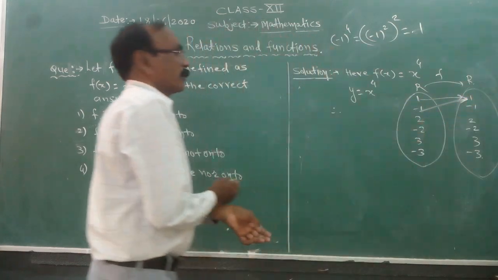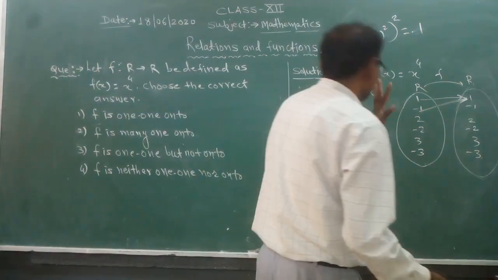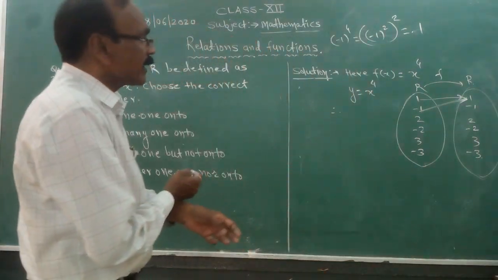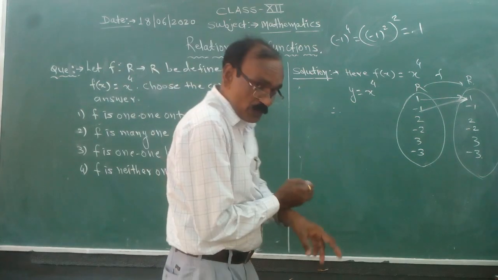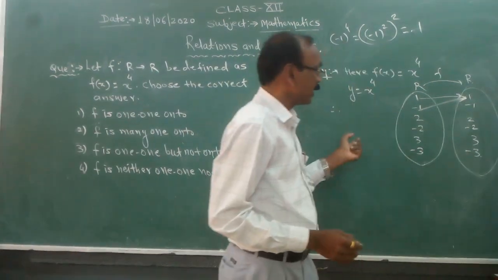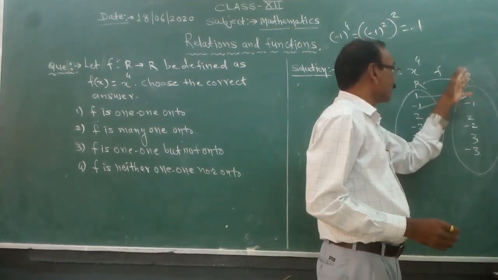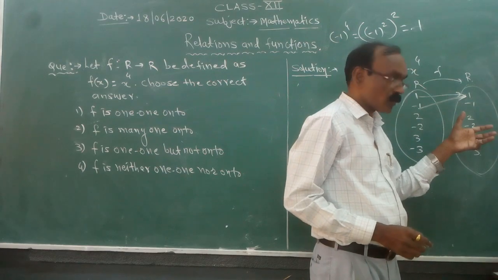So it is a many-one function, not a one-one function. Next, check for onto function. Whether all the numbers in the codomain are relating. Is the range of the function the complete codomain?